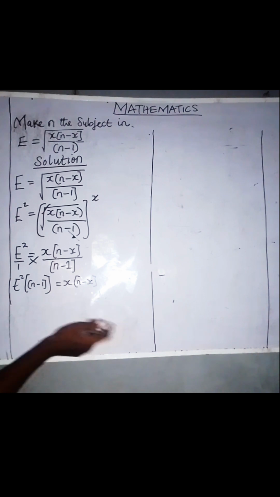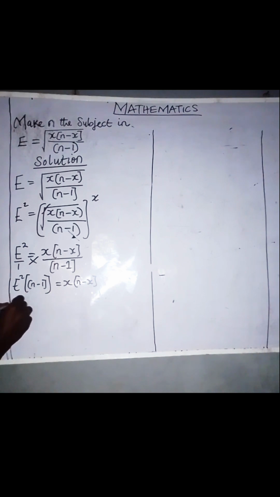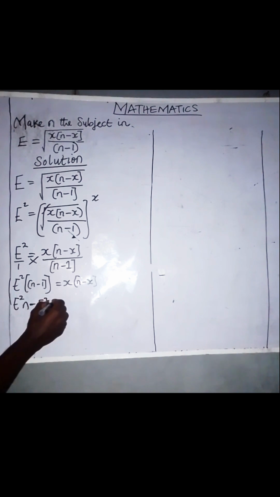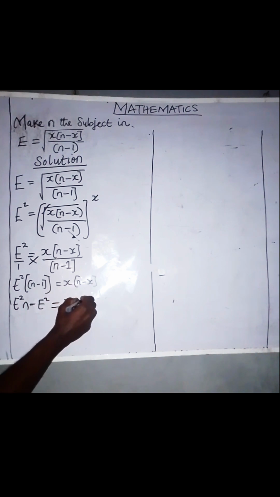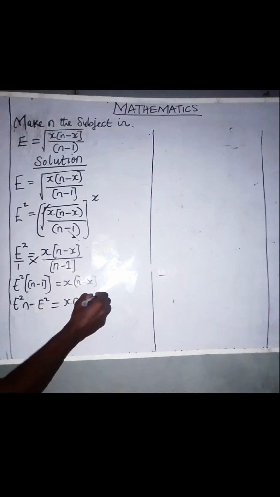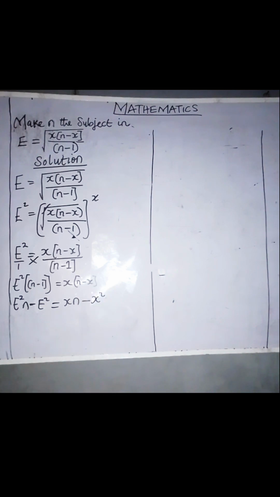Alright, so let me open the bracket here. Opening the bracket, I have E square n. Then E is also multiplying the 1, so it now becomes minus E. Let me write it properly. Minus E. Good. So E square times n gives E square n. Then E times 1 gives E square. So equal to, let's open this bracket. x times n gives xn. Minus x times x gives x square.